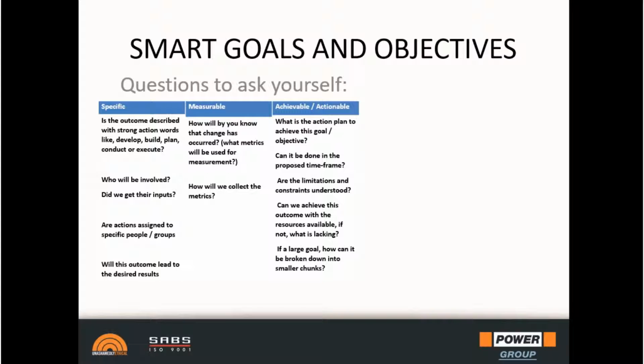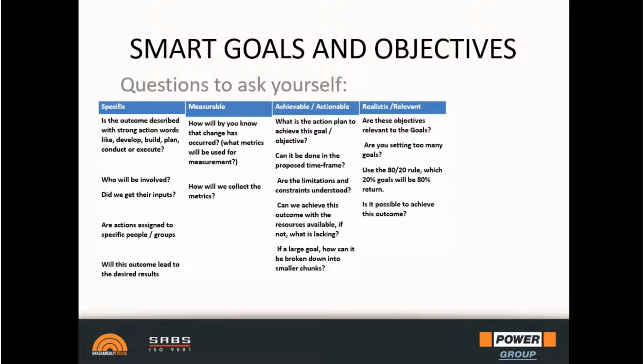Actionable and achievable is the next step. This is the part of the goal or objective that sets out the action plan to achieve the goal. Questions to ask here are, is there a plan in place covering all aspects or elements of the goal? Are the relevant resources available? And what are the constraints that you need to work around, if any?